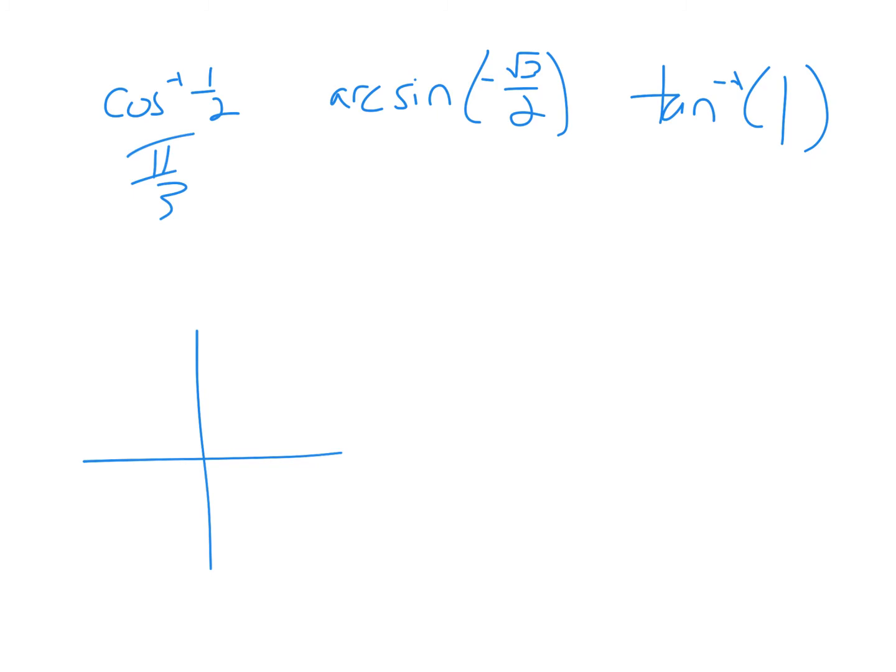Arc sine of negative root 3 over 2. Where's that at? That's over here, right? How far backwards do we go? We go negative pi over 3. And inverse tan of 1. Where's that? It's y over x. Where's y over x equal to 1? Right here. It's pi over 4. Those are your three answers.